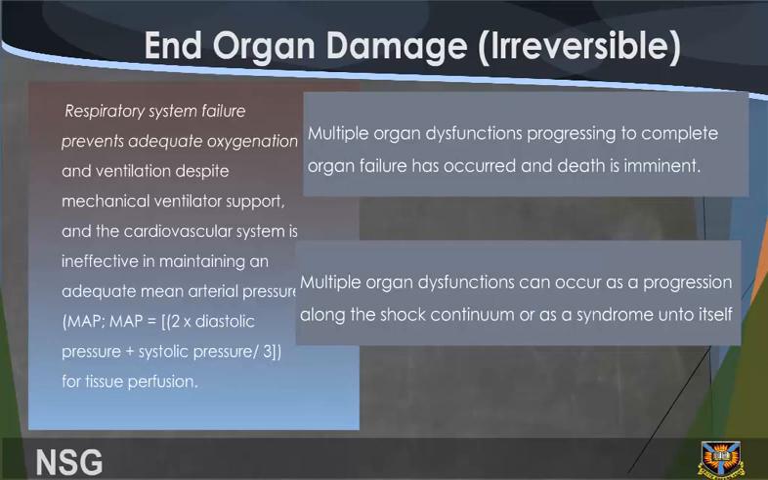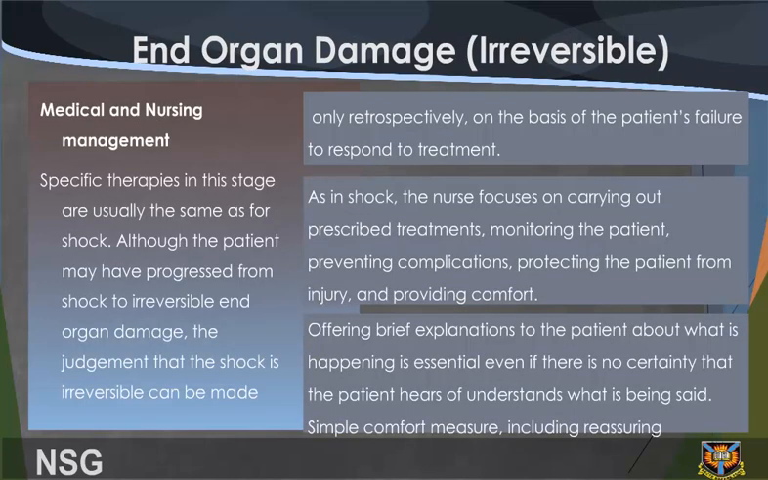MAP. MAP equals [2 times diastolic pressure plus systolic pressure] divided by 3 for tissue perfusion. Multiple organ dysfunction progressing to complete organ failure has occurred and death is imminent. Multiple organ dysfunction can occur as a progression along the shock continuum or as a syndrome unto itself. Medical and nursing management.